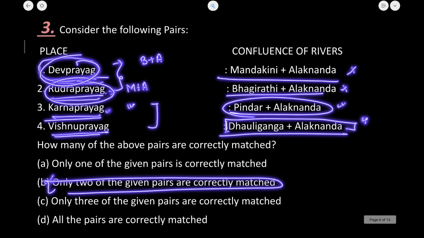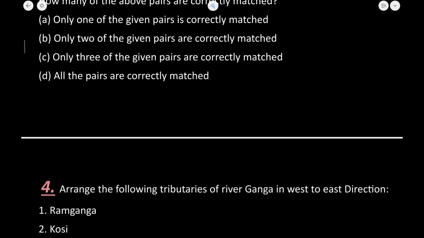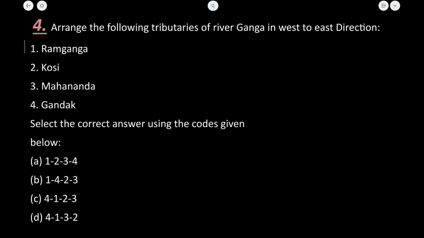Now about the Karna Prayag and Vishnu Prayag, you need to have just a little bit of idea to solve the question effectively. So B is the correct answer to this question. That is, only two of the given pairs are correct. Let us now move to the next question, that is question number 4.